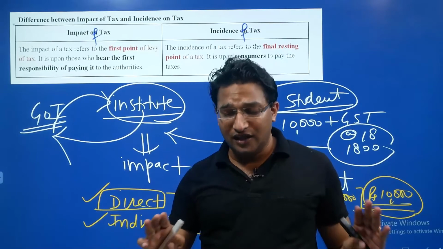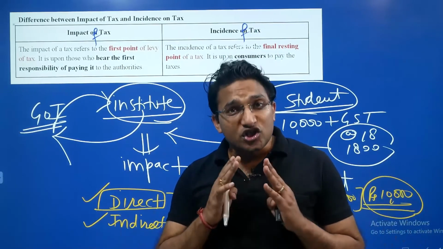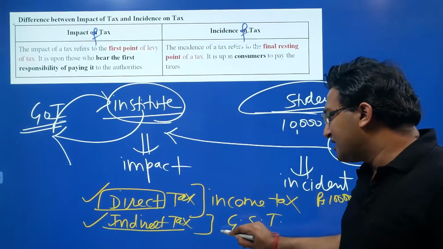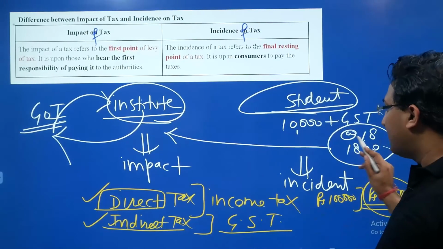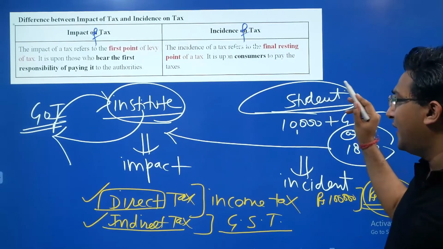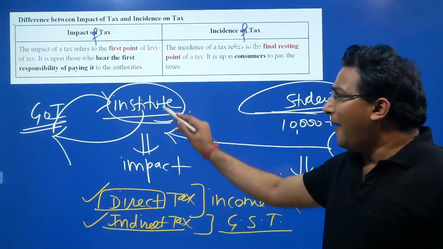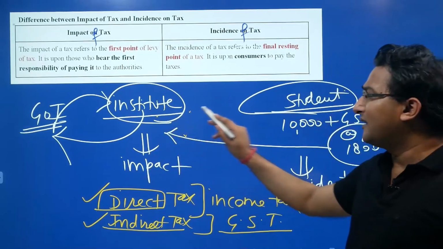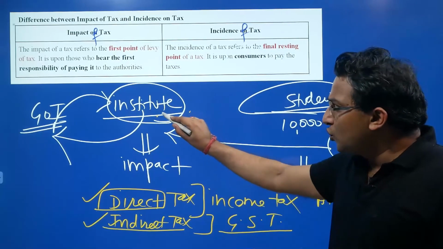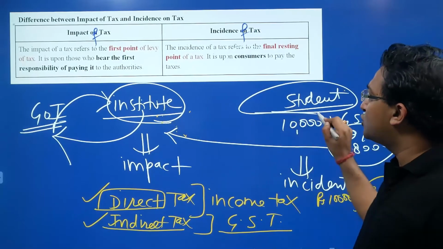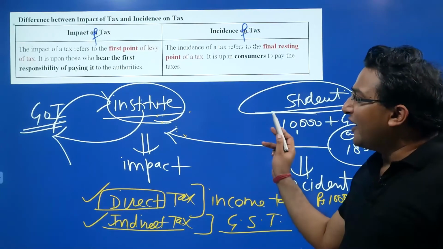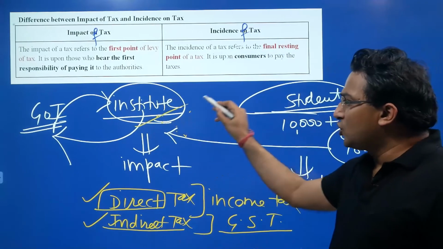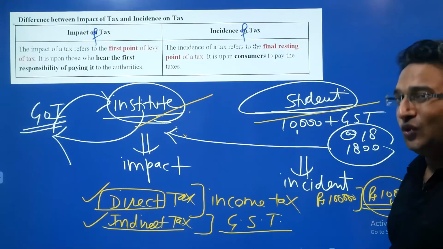They are not different persons, and the person cannot shift the burden of tax to another person, right? In case of indirect tax, for example, goods and services tax, the example which I gave you over here, the student is paying to the institute and the institute is paying to the government. The impact and incidence are on two different persons. The impact is on institute, but incidence is on student. And institute is able to shift the burden of tax to the student, right? So when this shifting is possible, then this is called indirect tax, because the tax is being given by the institute, but indirectly it is being collected from the student.